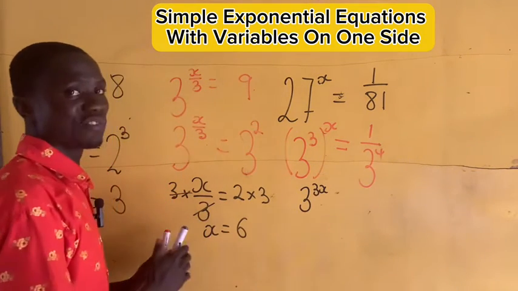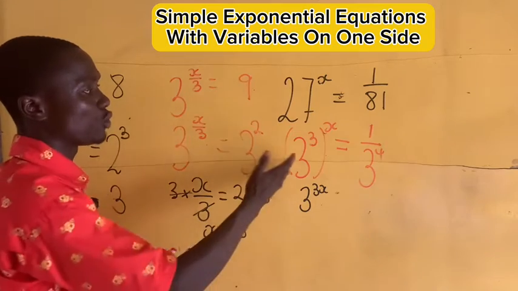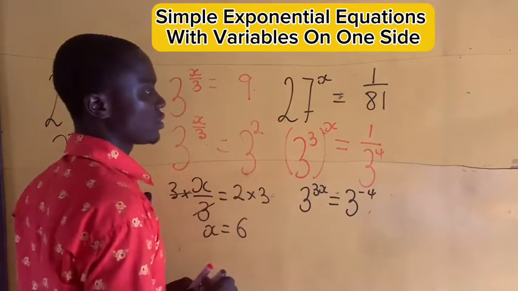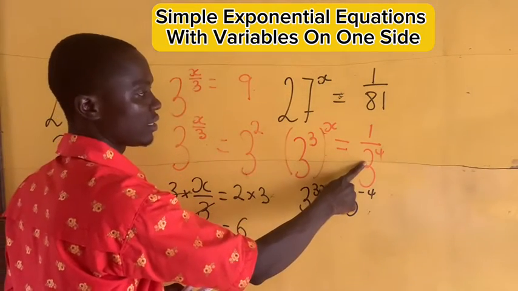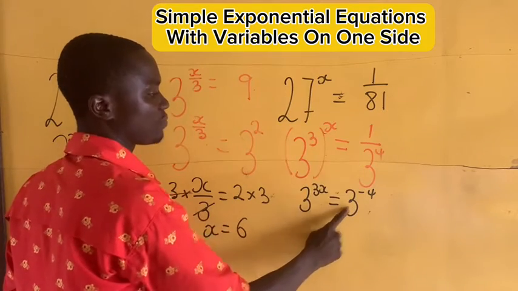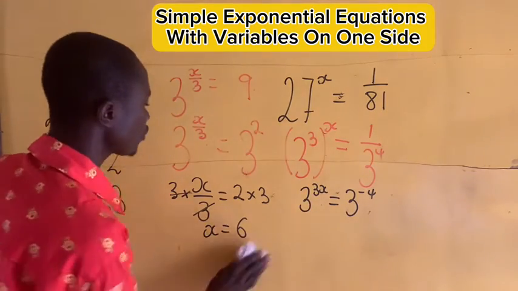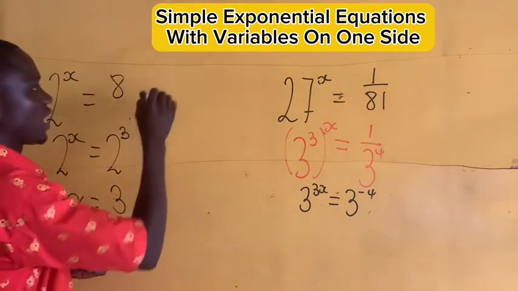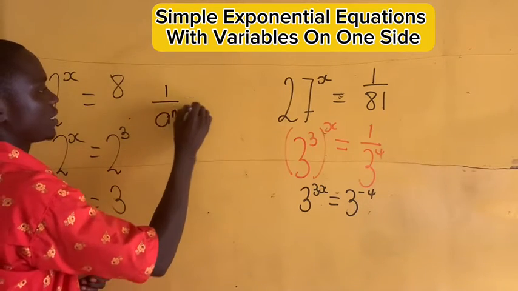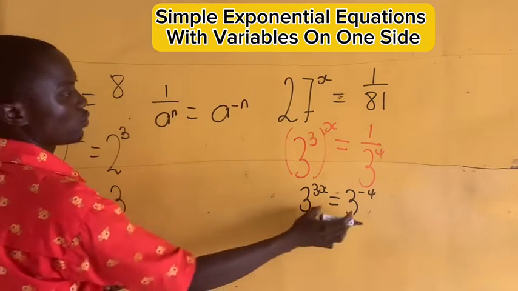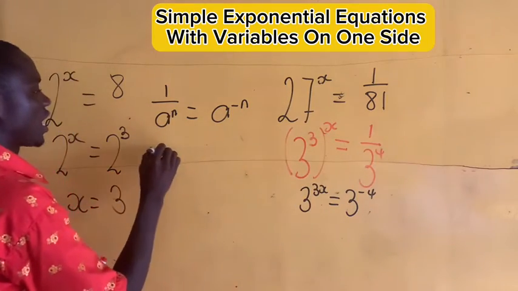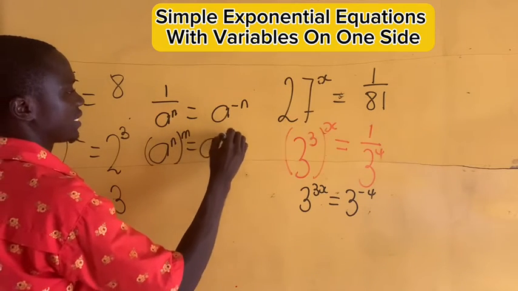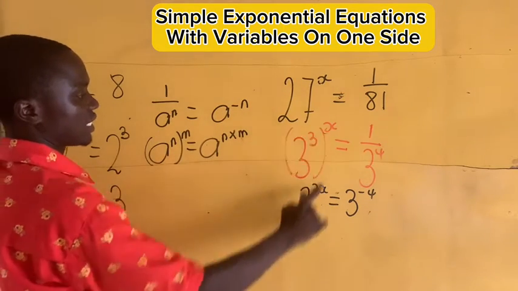If you have not watched the first video, check the description for that video to improve your understanding here. This gives 3 exponent negative 4. If you have 1 divided by 3 power 4, it becomes 3 power negative 4. If I have 1 divided by a power n, it's the same as a power negative n. So that is what we use here. And we have a power n, all power m, is equal to a power n times m. So here 3 times x gives 3x.